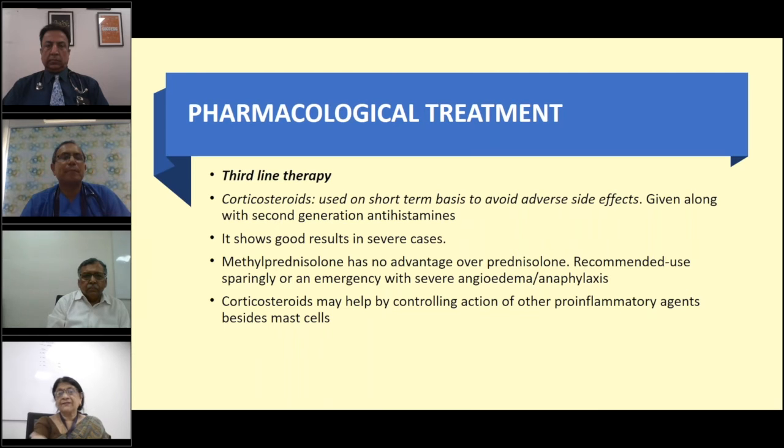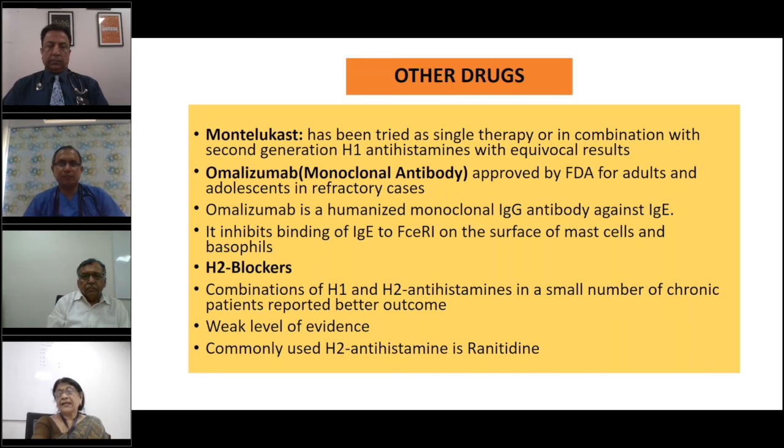Then third line is corticosteroids. We can give it for a short period. Some people have tried methylprednisolone but it has no added advantage over plain prednisolone. So they may help in controlling the action of other pro-inflammatory agents besides the mast cell. Among other drugs, montelukast along with H1 blockers has equivocal results, but many children actually benefit from it. Then monoclonal antibodies, which the FDA has approved for adults and adolescents in refractory cases, and H2 blockers have been given in chronic patients, and the outcomes have shown improvement. However, there's a weak level of evidence, and the commonly used H2 antihistamine is ranitidine.